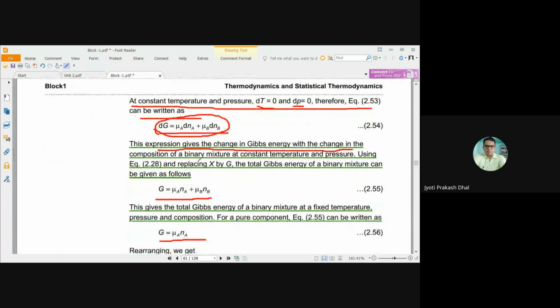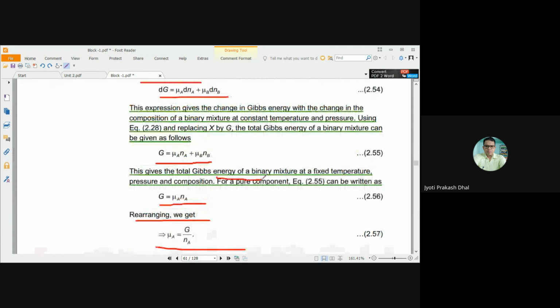This expression gives the change in Gibbs energy with change in composition of a binary mixture at constant temperature and pressure. Using equation 25 and replacing X by G, the total Gibbs energy of a binary mixture can be written as follows. If you integrate equation 54, the integration of the LHS will become G, and similarly the integration of the RHS will become mu A nA plus mu B nB. So G equals mu A nA plus mu B nB. This gives the total Gibbs energy of a binary mixture at a fixed temperature and fixed composition.